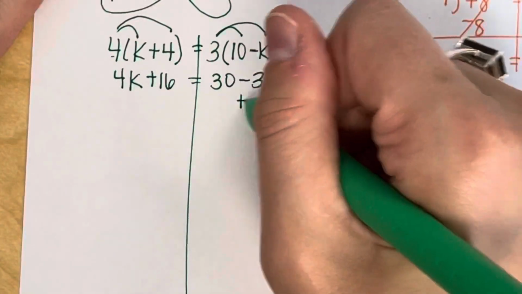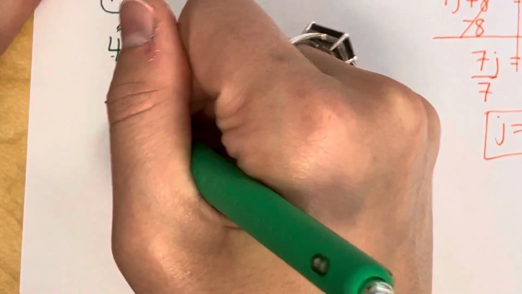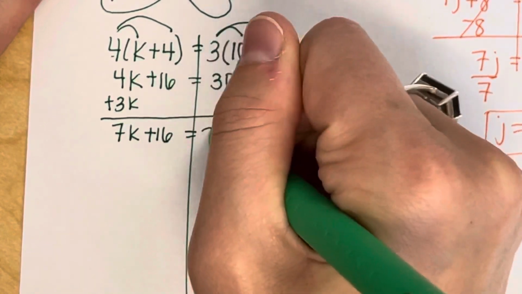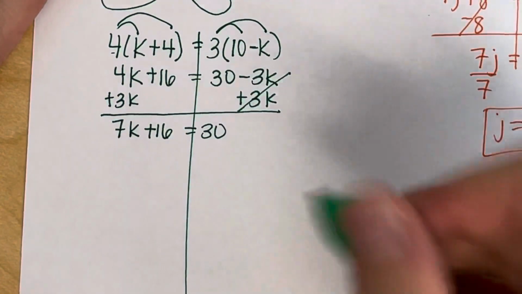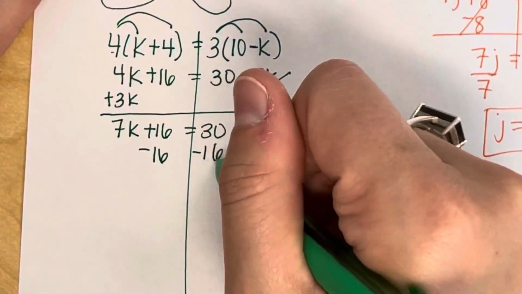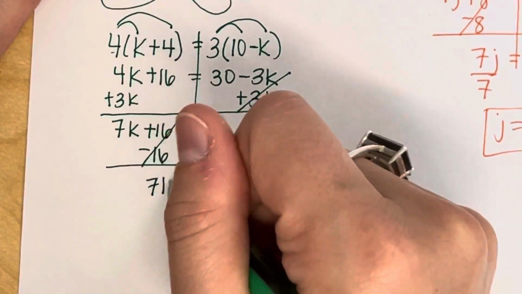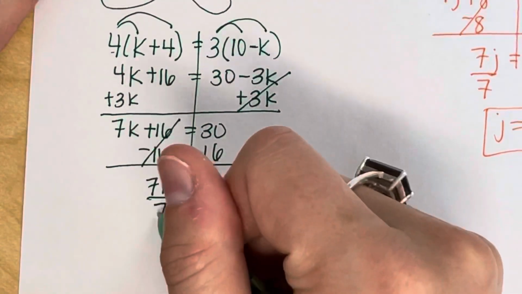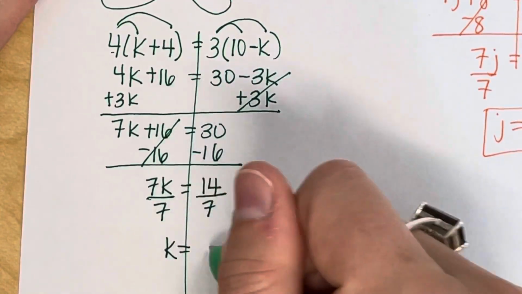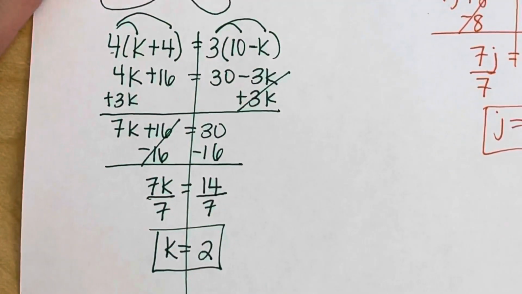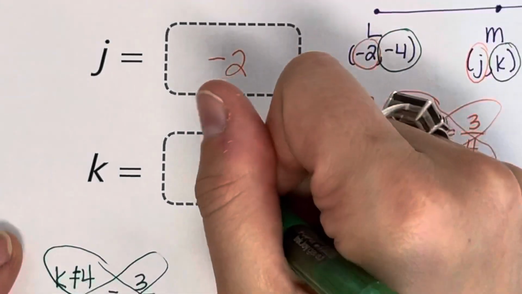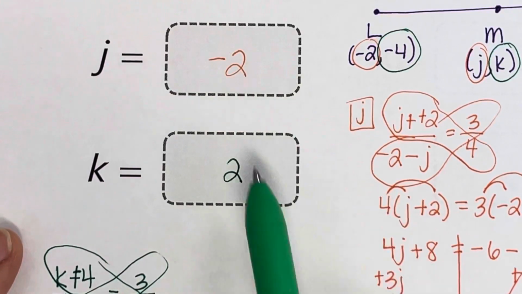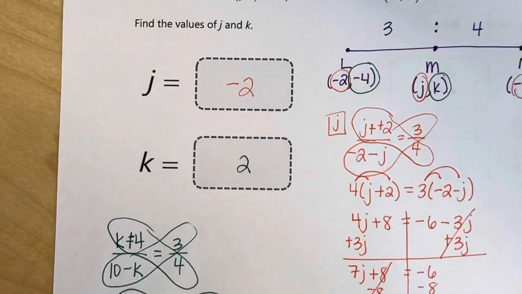Get all my K's on the same side, so I'm going to add 3K to both sides. I got 7K plus 16 equals 30. I want to get the K by itself, so I subtract 16 from both sides. I get 7K equals 14. And then my last step is divide both sides by 7. I get K equals a positive 2. So my K value is positive 2. If I were to plot that as a point, my J value, that's like my x1, would go first. So my final answer is negative 2, positive 2. All right, so go ahead and give the partition video a try.